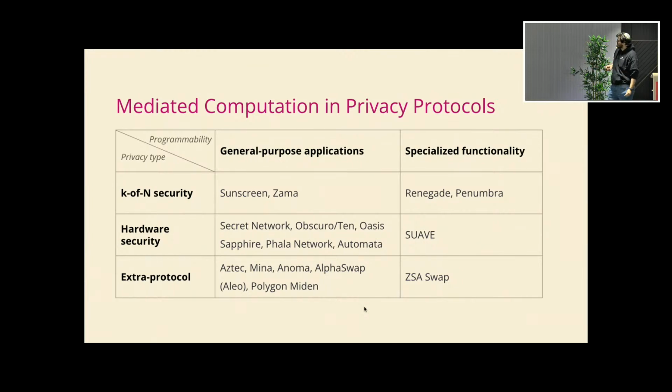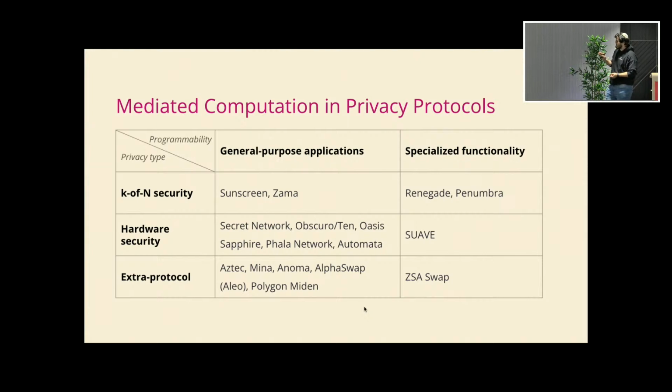Just briefly to go through these, as we said earlier, there are these general purpose applications and specialized functionality. These are most of the protocols that we looked at, but we didn't go into detail with all of them, because as you can see, there are plenty of them today and they keep evolving. In the paper, we tried to do a bit of generalization and categorization, but please, I encourage you to look at that. That's on the top part of this table, and on the left we have the different types of privacy, right?